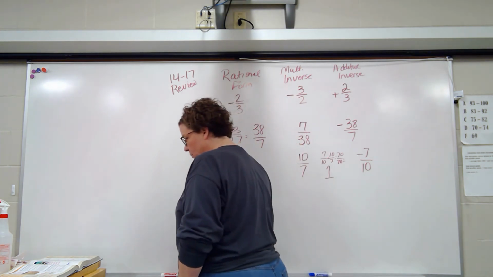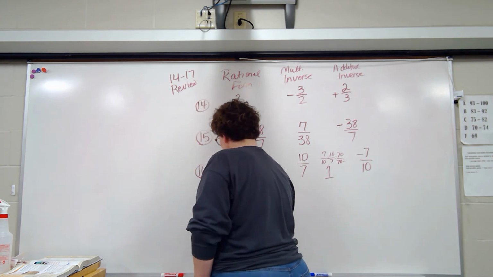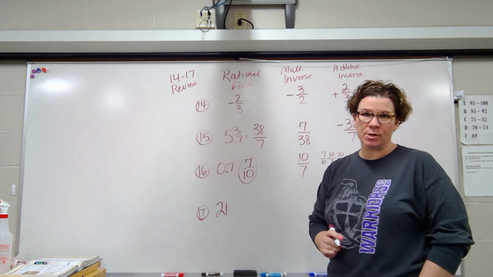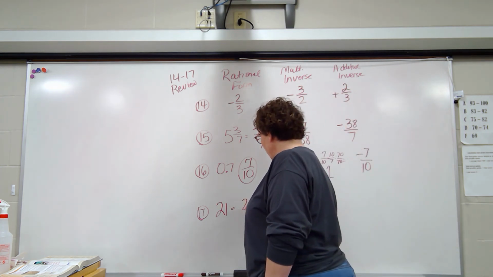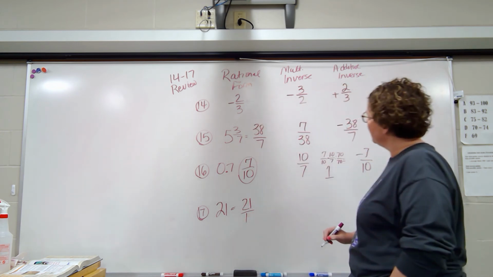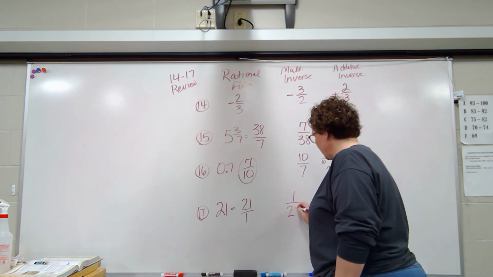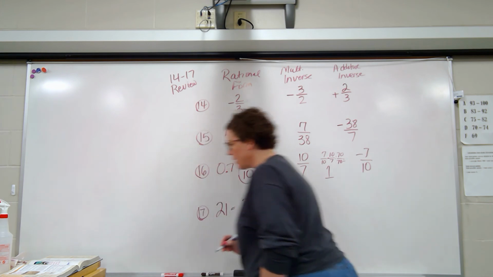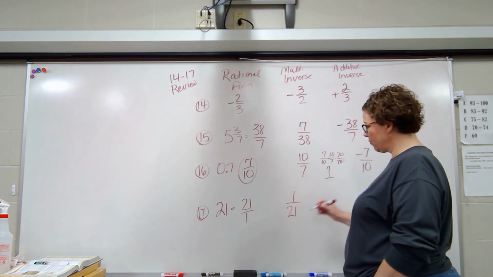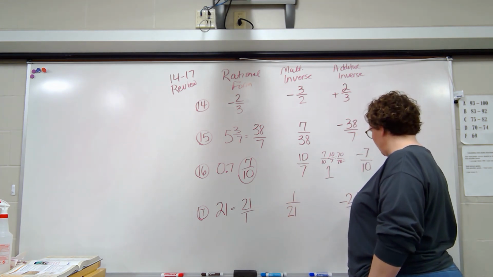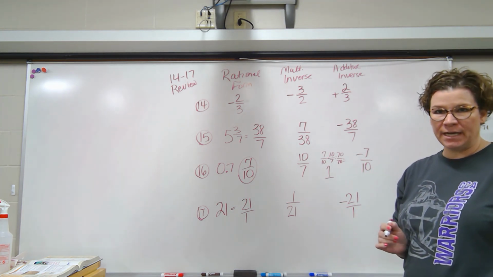And then finally, for number 17, they give us 21, the whole number 21. How do I write a whole number as a fraction? Oh wait, we put it over 1. So writing it in rational form is 21 over 1. The multiplicative inverse, or the reciprocal, is 1 over 21. Okay, and if I want the additive inverse, if I am adding 21 over 1, I'm going to subtract 21 over 1. Okay, so there's the answers to the homework problems that you guys did right before we left.